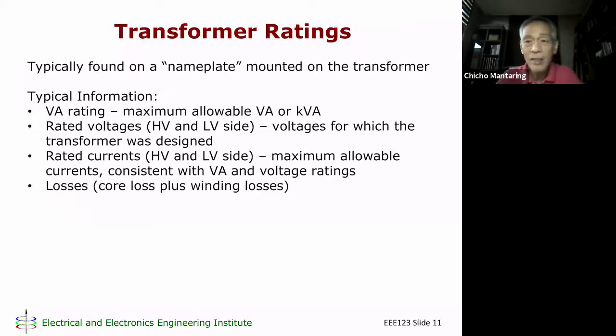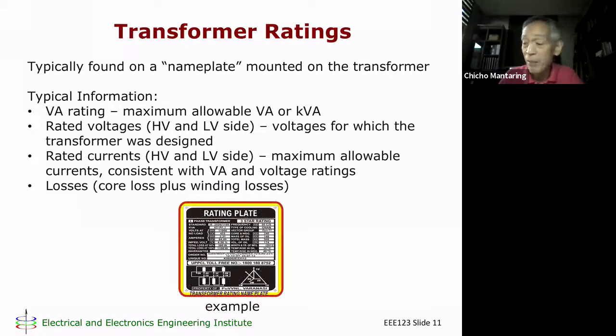And then sometimes the transformer will also specify losses. There are two types of losses: losses in the winding and losses in the core. We're going to talk more about that when we take up practical transformers.